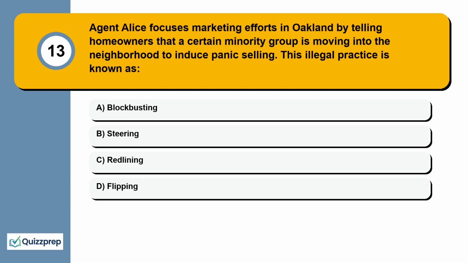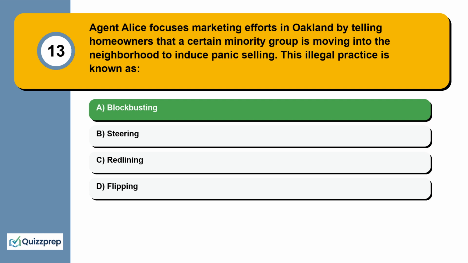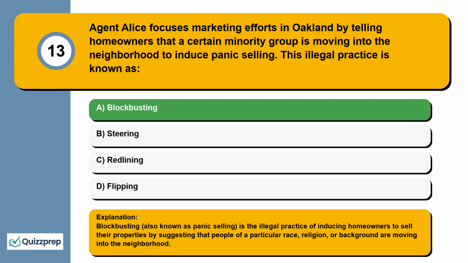Question 13. Agent Alice focuses marketing efforts in Oakland by telling homeowners that a certain minority group is moving into the neighborhood to induce panic selling. This illegal practice is known as blockbusting, steering, redlining, flipping. Blockbusting, also known as panic selling, is the illegal practice of inducing homeowners to sell their properties by suggesting that people of a particular race, religion, or background are moving into the neighborhood.